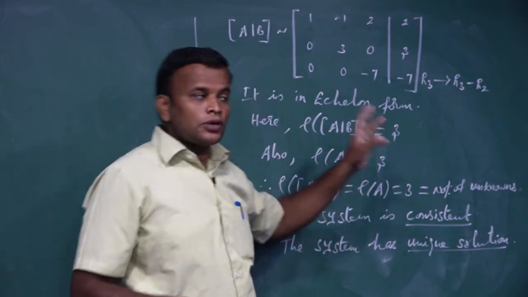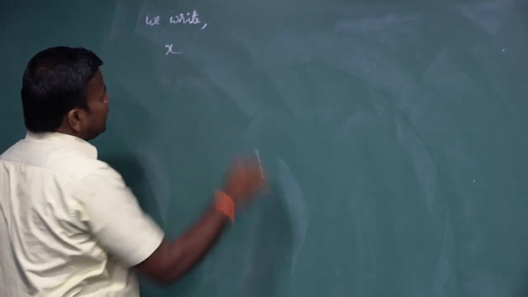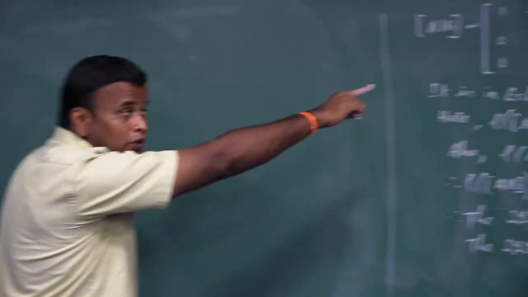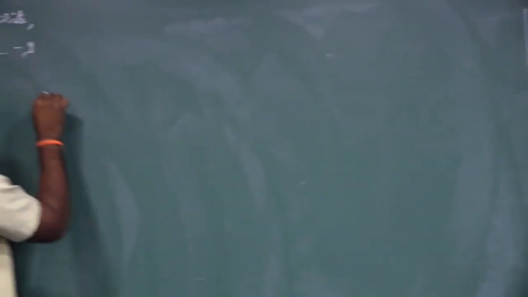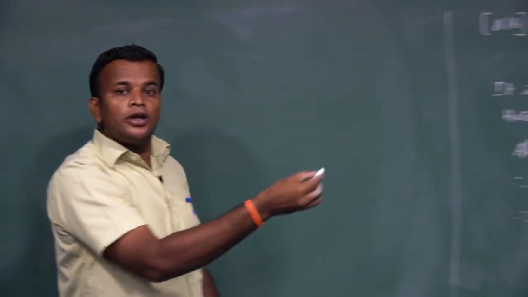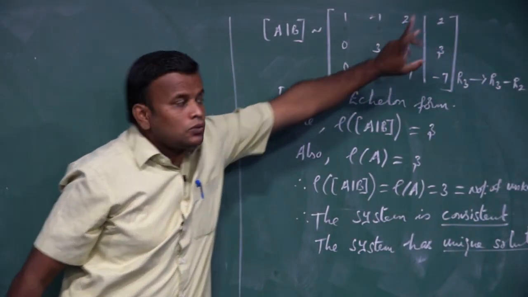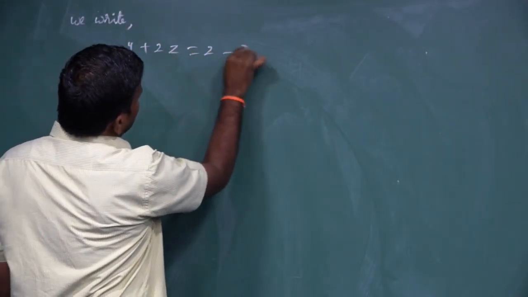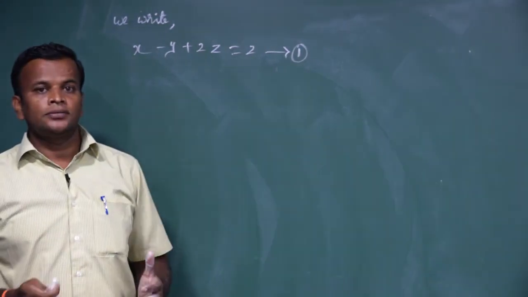The coefficient of X in the first row is 1, so 1 into X is X. We see the second one, the coefficient of Y is minus 1, so minus 1 into Y is minus Y. And the next one is the coefficient of Z. So 2 is the coefficient of Z, so plus 2Z is equal to 2. So we get the equation, and I label it equation 1.